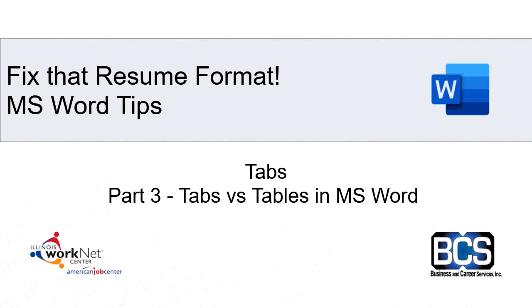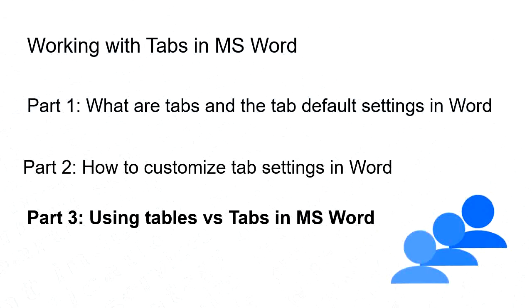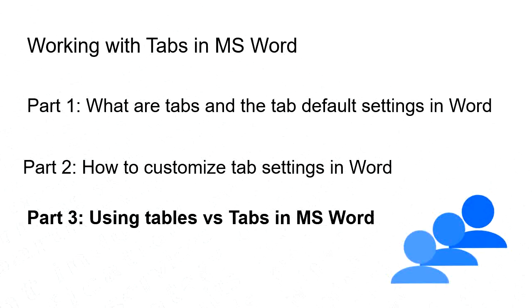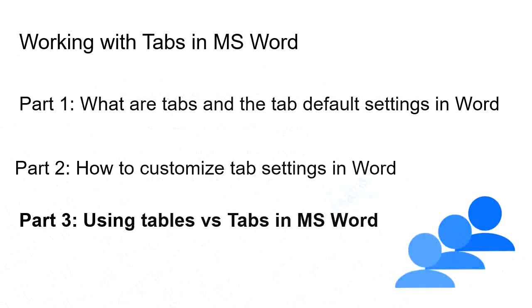Tabs are an important part of creating an applicant tracking system-ready resume, so it's worth learning more about using tabs efficiently. This is a three-part series about working with tabs in Microsoft Word. Part 1, what are tabs and the tab default settings in Word. Part 2, how to customize tab settings in Word. And Part 3, using tables versus tabs in Microsoft Word.